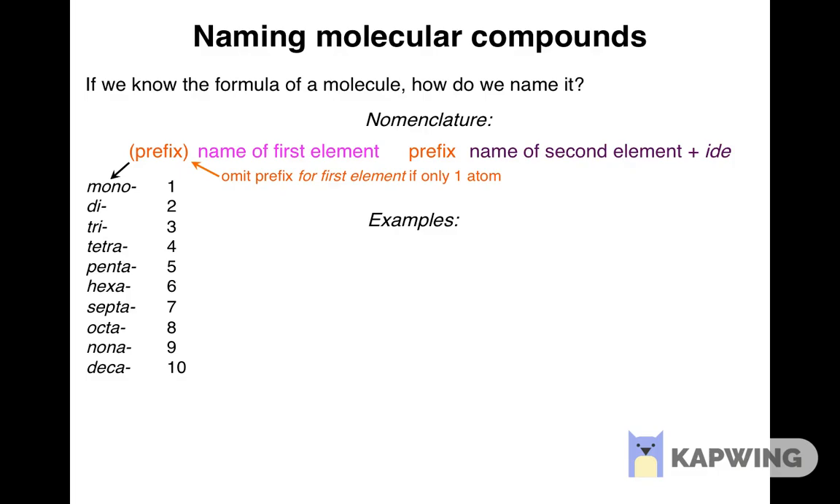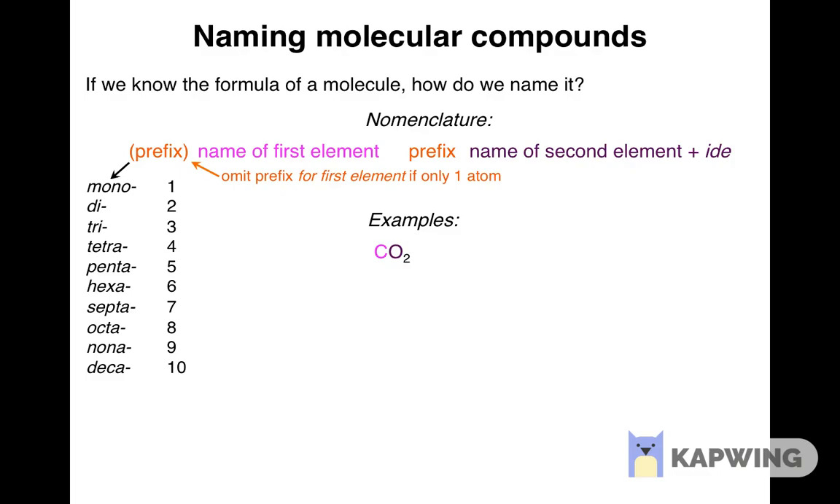The first one is the compound that consists of molecules made of one carbon atom and two oxygen atoms. The molecular formula of this compound is CO2. It is a molecular compound because both carbon and oxygen are nonmetals. Therefore, the naming convention for molecular compounds applies.